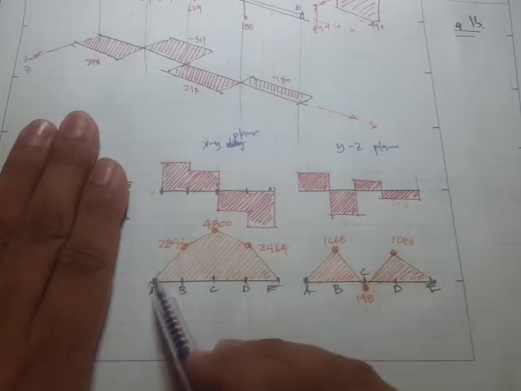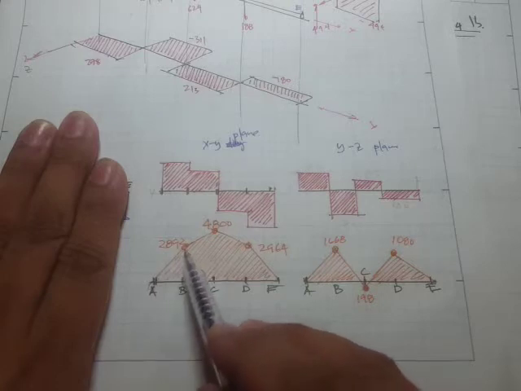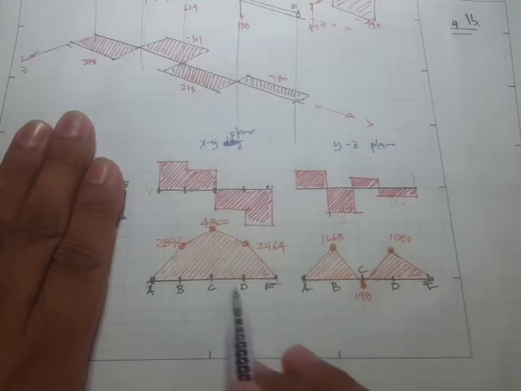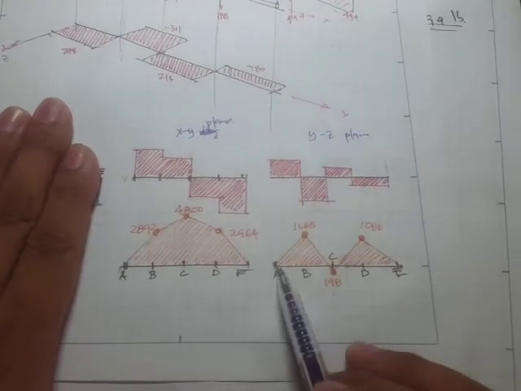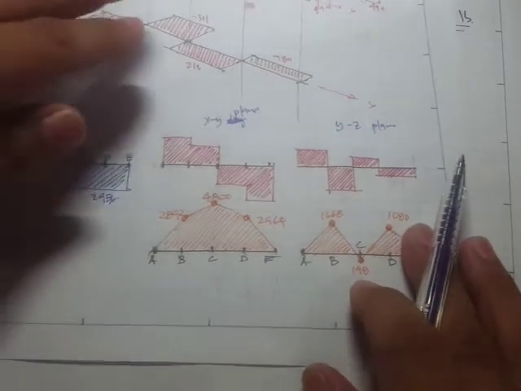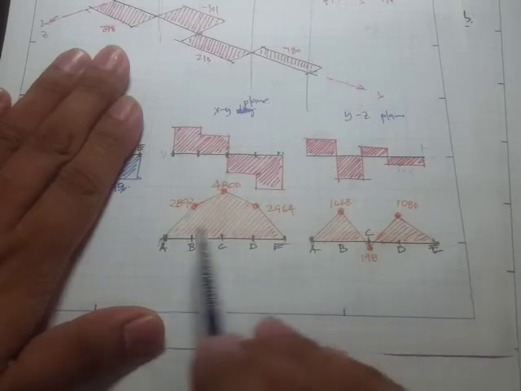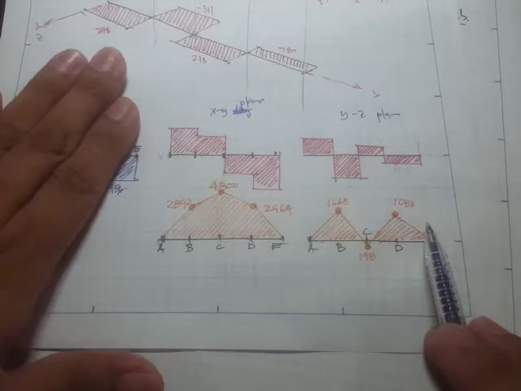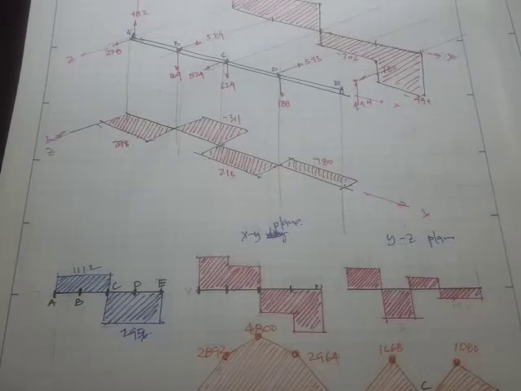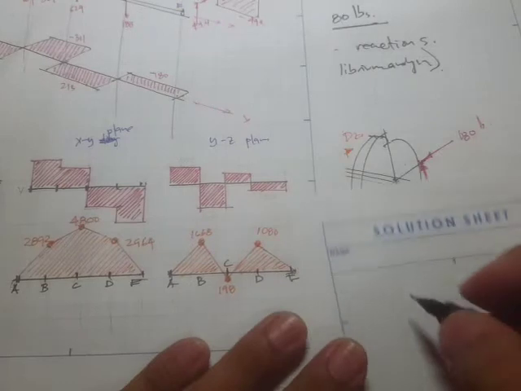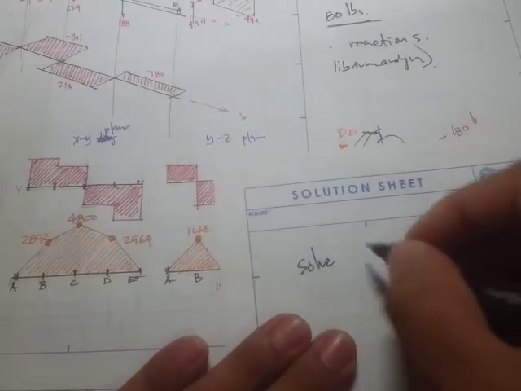Okay, so right here we have 2,892, 4,800, 2,964, and so on. And at YZ plane, we get this value of the moments. Okay, so since it seems that we have two moments, then how do we choose, or how do we select the moments? So we can select that by solving for the moment.